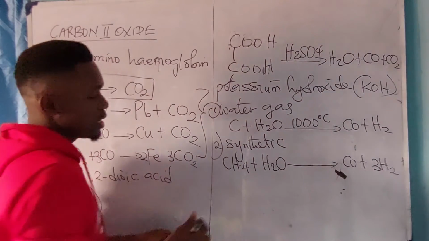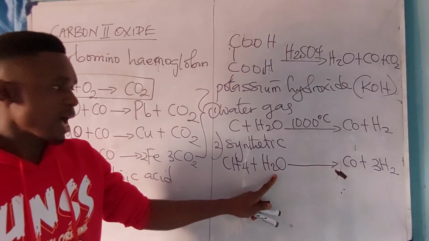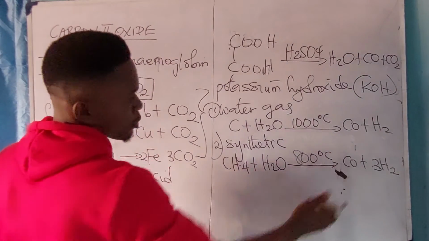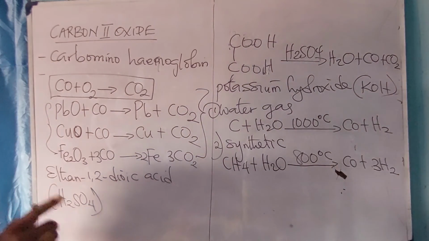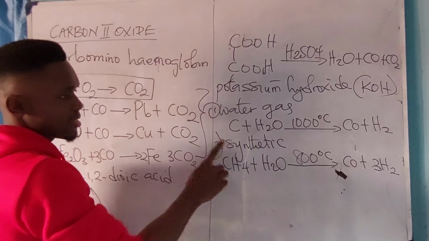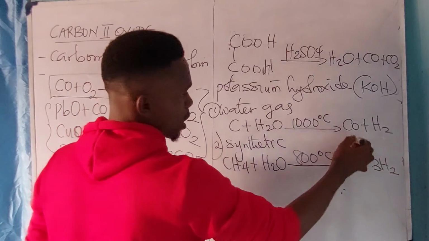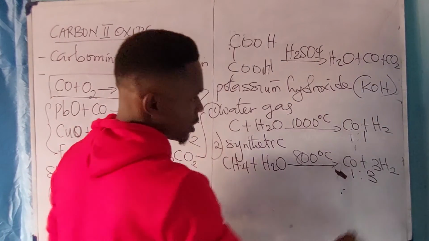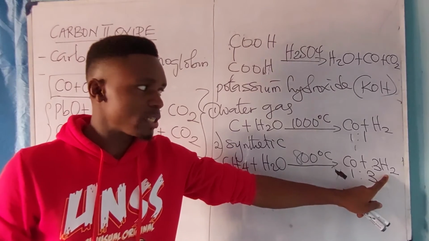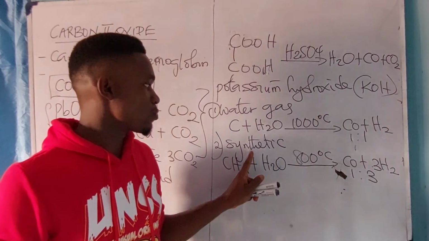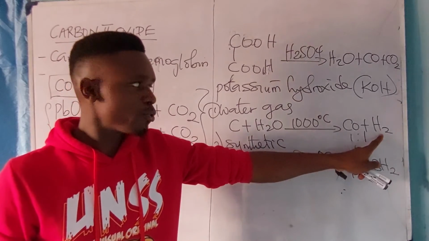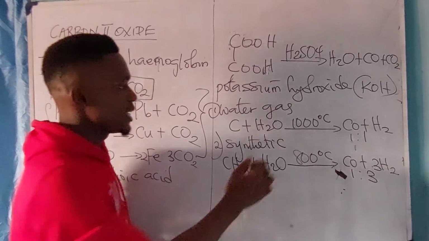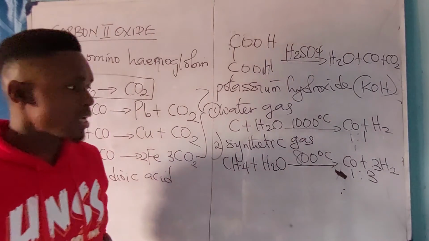Hydrogen gas. Methane reacts with water at a temperature of 800 degrees Celsius to produce what? Carbon 2 oxide and hydrogen gas. The difference between water gas and synthetic gas is that in water gas it is 1:1, but in synthetic gas it is usually 1:3. 3 moles of H2 is produced in synthetic gas, but 1 mole of hydrogen is produced in water gas. I told us that the gasification of coke produces what? A synthetic gas, I told us before.